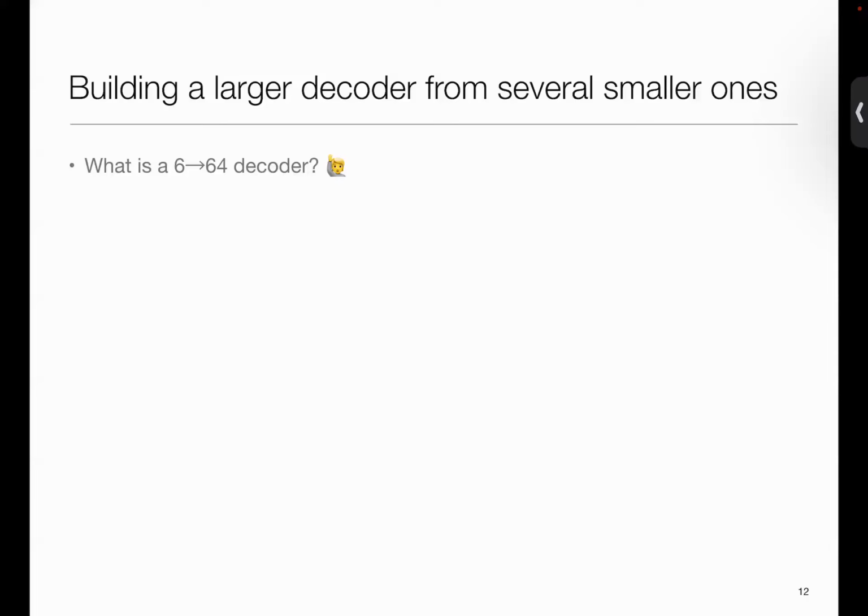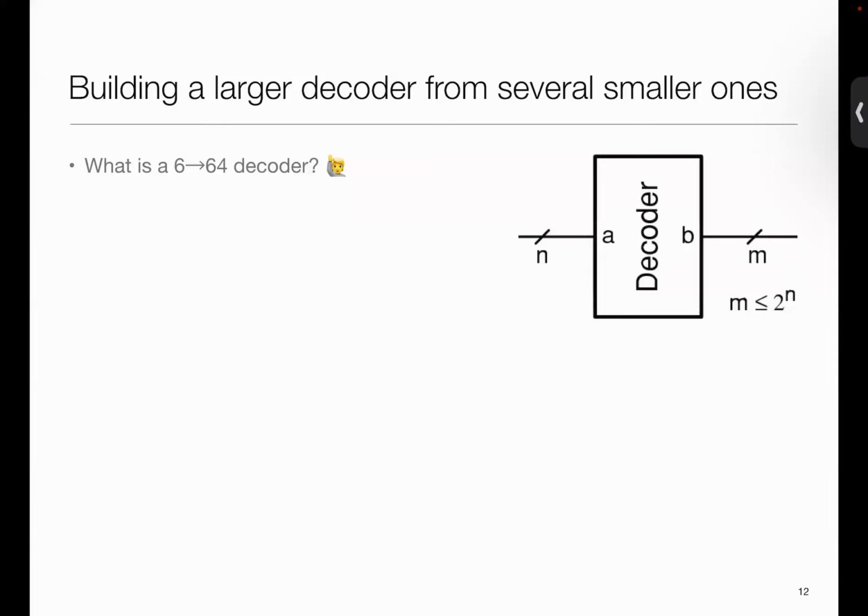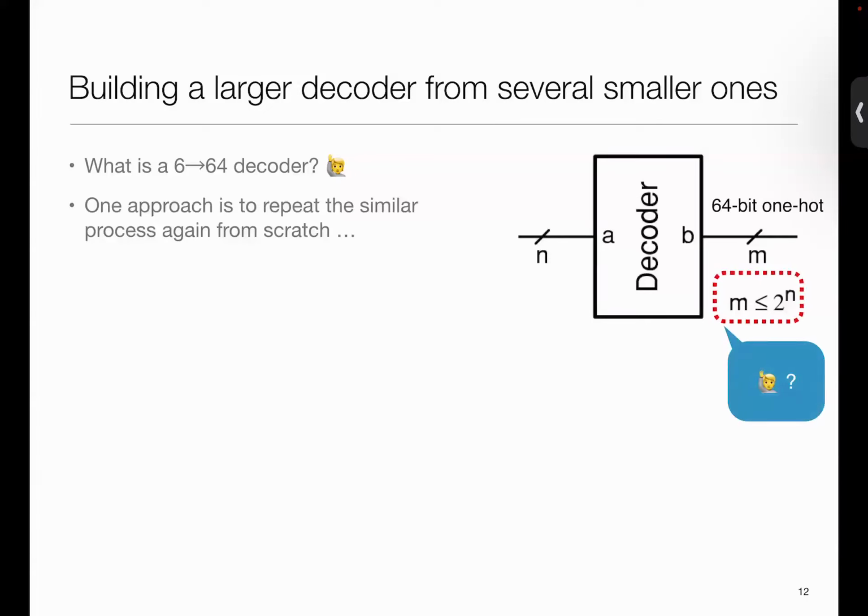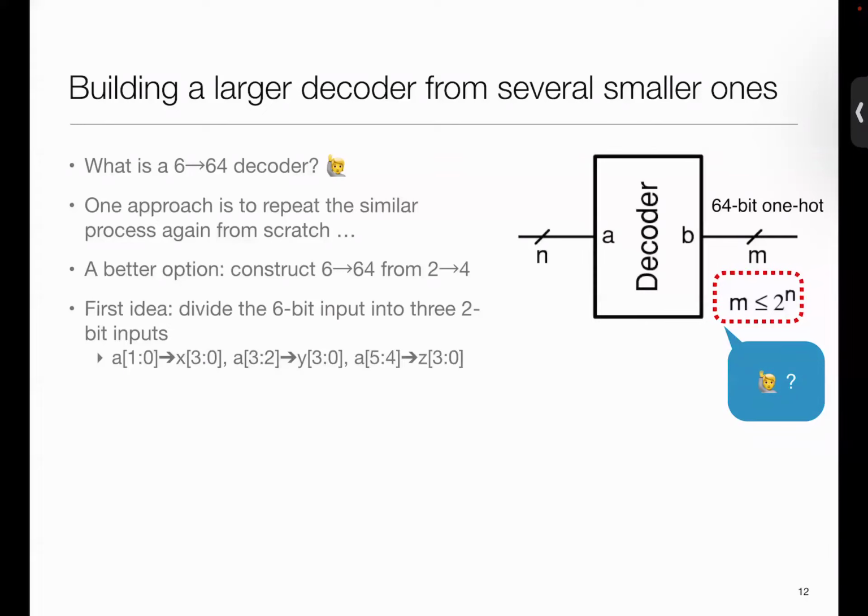Okay, so let's first see what a 6 to 64 decoder is. The 6 to 64 decoder would have n equal to 6, and output m equal to 64, right? We could do it the way we did 2 to 4, but a better option may be that since we already know how to do 2 to 4, can I use that as a building block? Instead of the building blocks being NAND gates and NOR gates, can I use the 2 to 4 decoder which we have already designed to create 6 to 64 more easily? That's what we're going to look at.